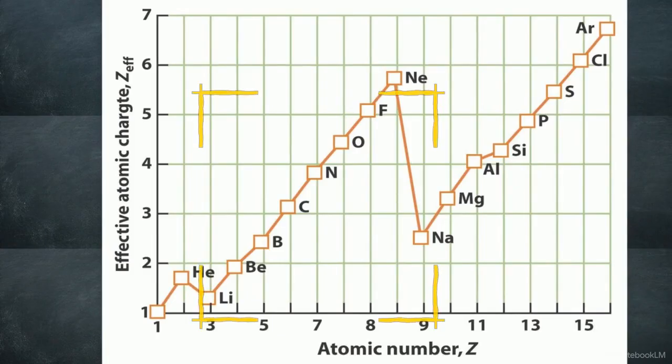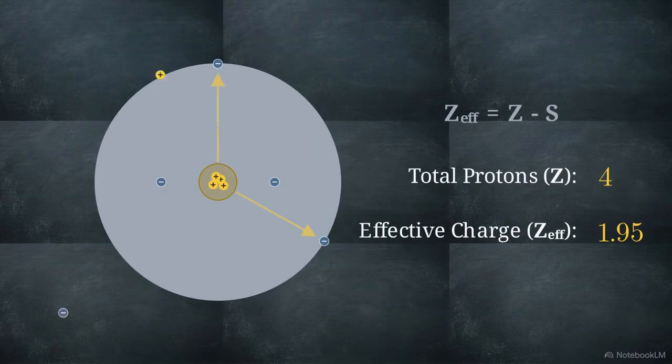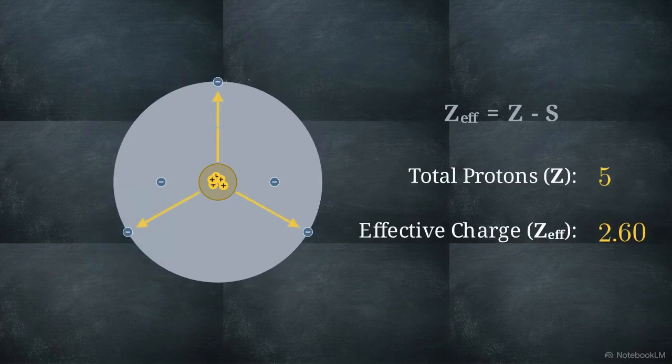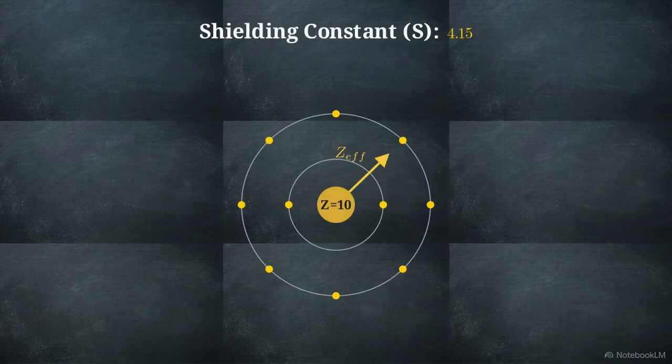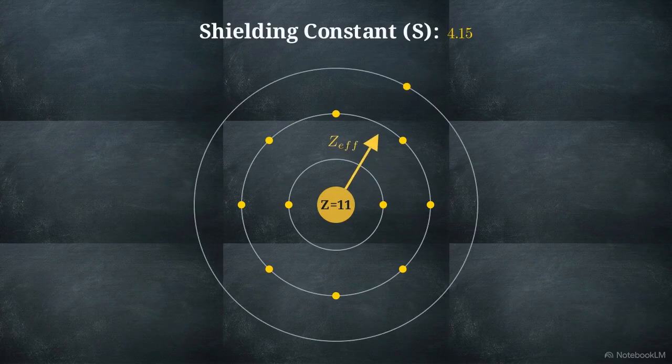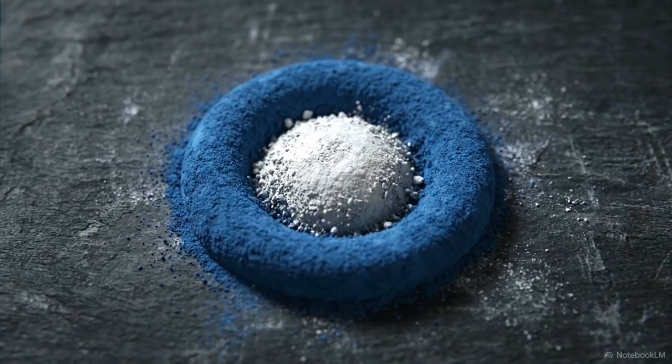Trace the distinct upward slope moving left to right across a single period, from lithium to neon. Because electrons added to the same valence shell shield each other poorly, every time a new proton is added to the nucleus, the net effective charge increases. Then notice the sharp, jagged drop when moving from the end of one period to the beginning of the next, like dropping from neon down to sodium. Opening a new principal shell suddenly reclassifies the previous shell as core. This creates a massive jump in the shielding constant, resetting the effective charge.